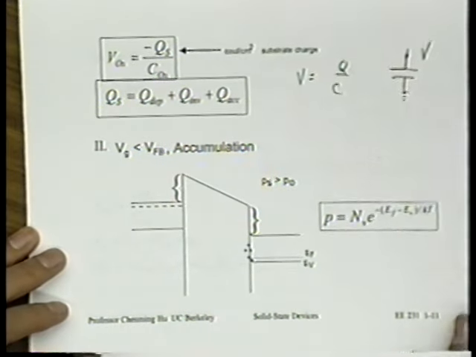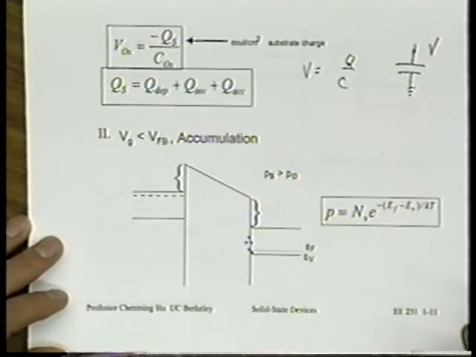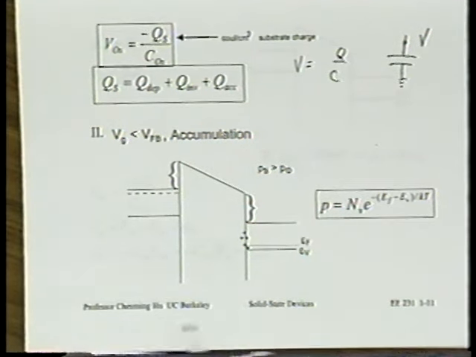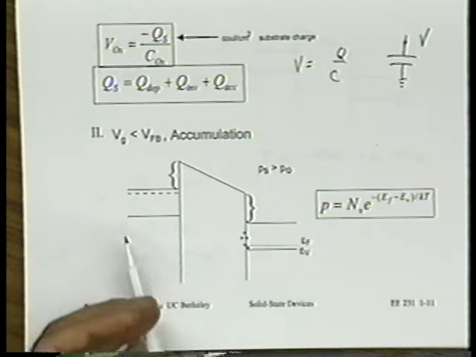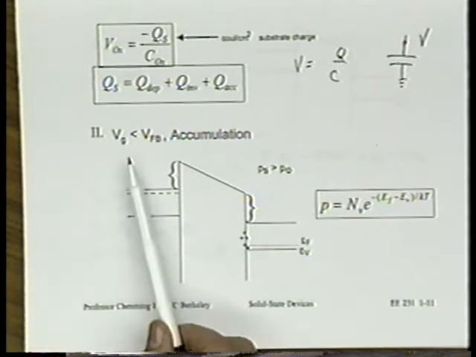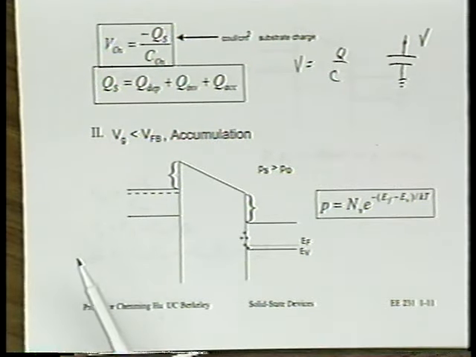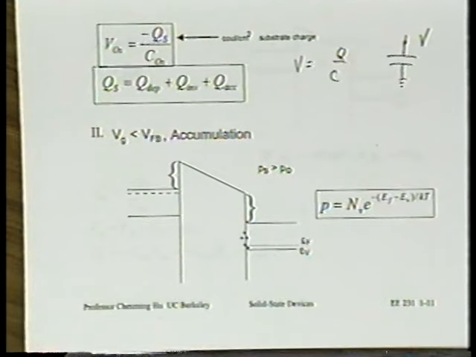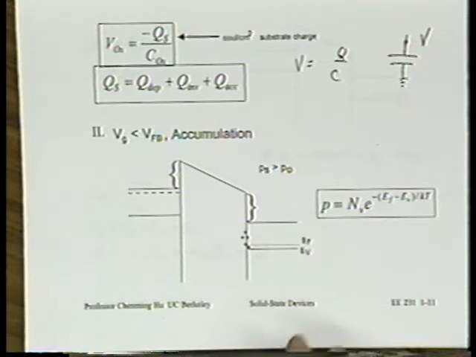All right, so next we look into the case when V_G is less than V_FB. Again, start with the flat band condition in your mind, when everything's flat. Then we make V_G more negative than that flat band condition. Negative voltage means moving upward in the band diagram, so we push the gate up. If you push the gate up, does it make sense? The energy band diagram will look somewhat like that, right?